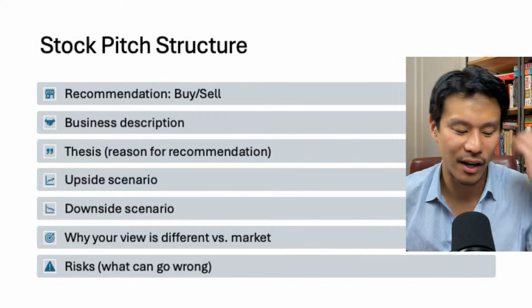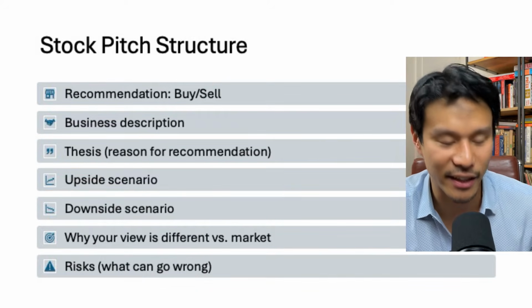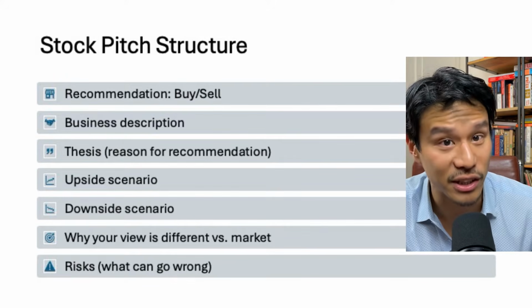Be able to explain why your view is different versus the consensus or market view, and then just simplify it all down so that you're able to talk about it like you're talking to a friend with numbers to back it up. These guidelines from this video will help you communicate that idea in a way that gets attention and really shows that you know your stuff.